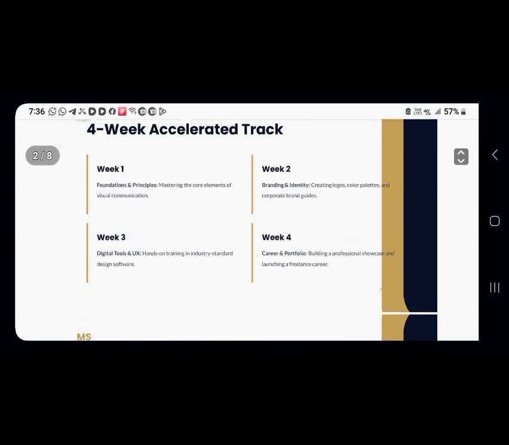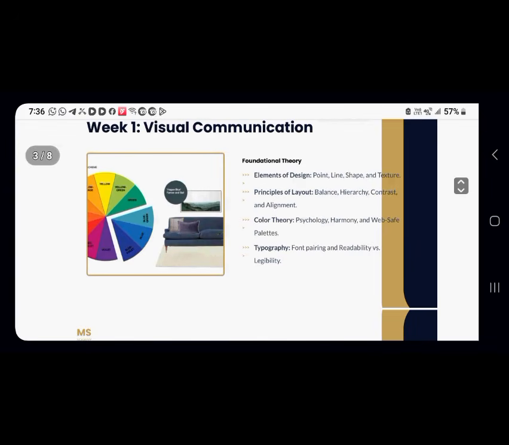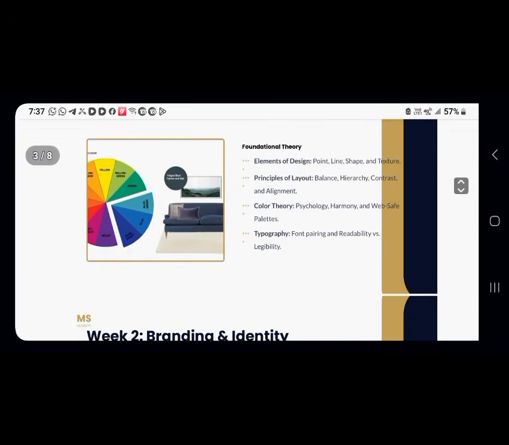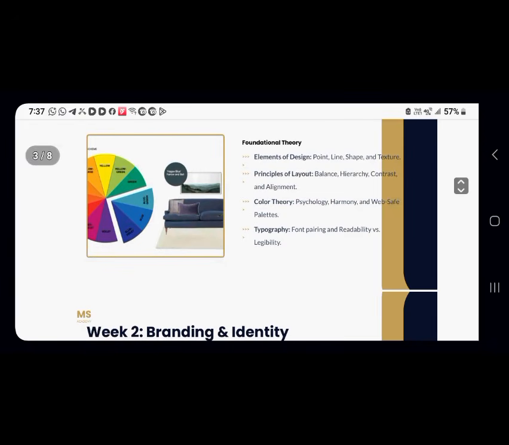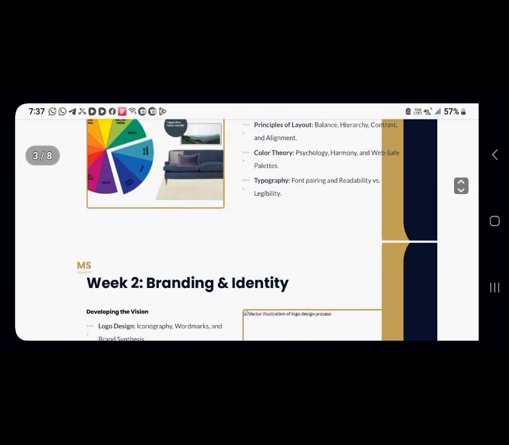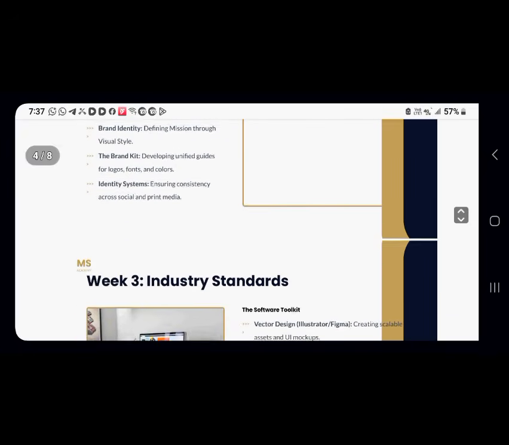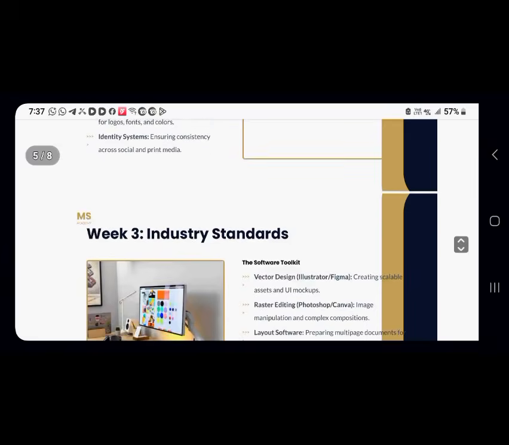Week one is called Visual Communication, Foundational Theory. We have the elements of design, the principles of layouts, color theory, and typography. Then week two: logo design, brand identity, brand kits, and identity systems.